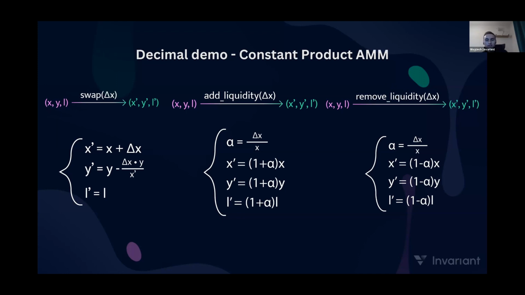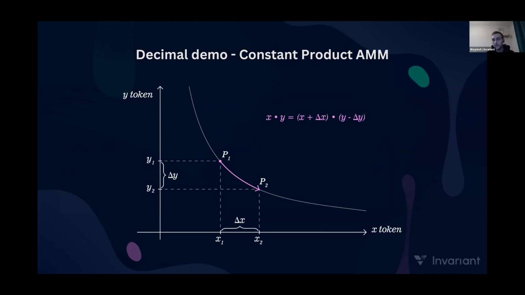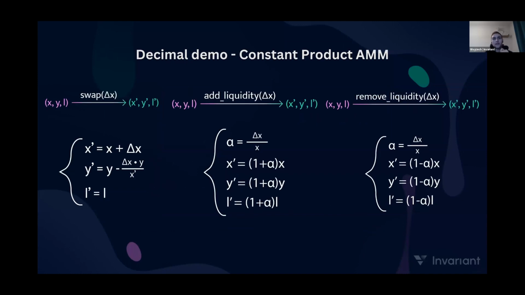And in the swap case, it takes some manipulation with formulas, but you can find it out just by starting from this constant product and making some changes in the formula. Everything is based on the assumption that if you perform some swap, the product of X and Y tokens stays constant, assuming that the fee is zero.